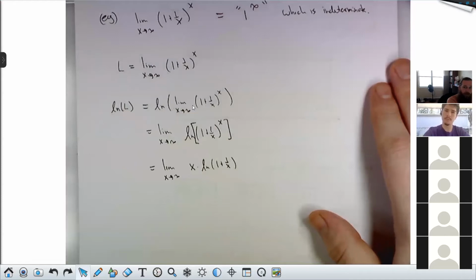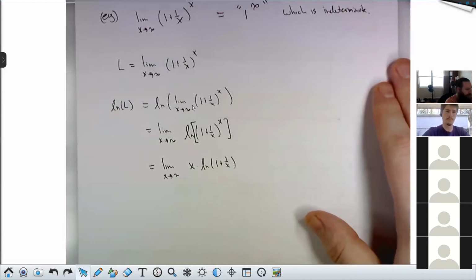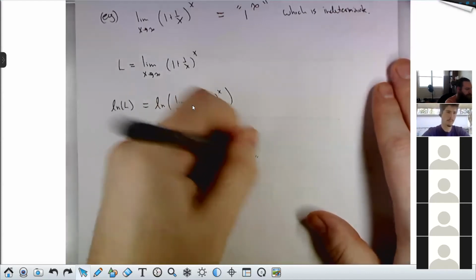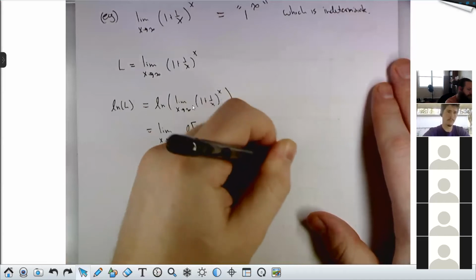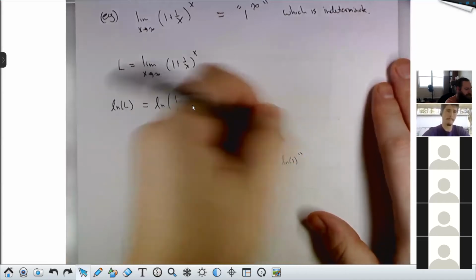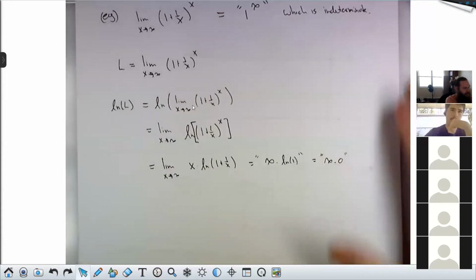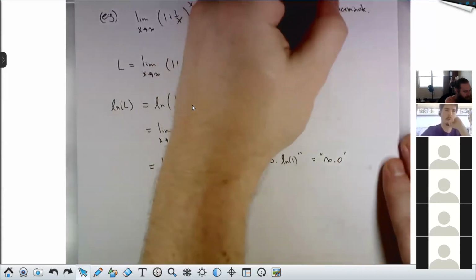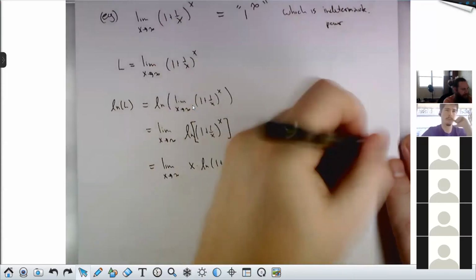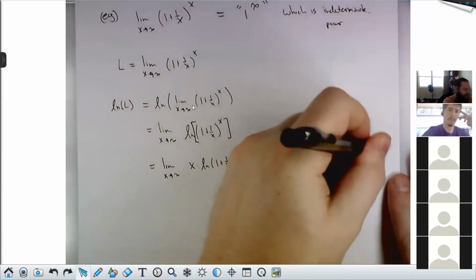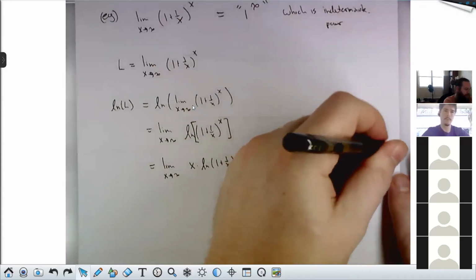Powers can come down from the inside of logarithms to the front, right? This is one of our rules for logarithms. If you try plugging in now, this looks like infinity times ln of 1, which is infinity times 0. This thing is called an indeterminate power up here, and this thing is called an indeterminate product.